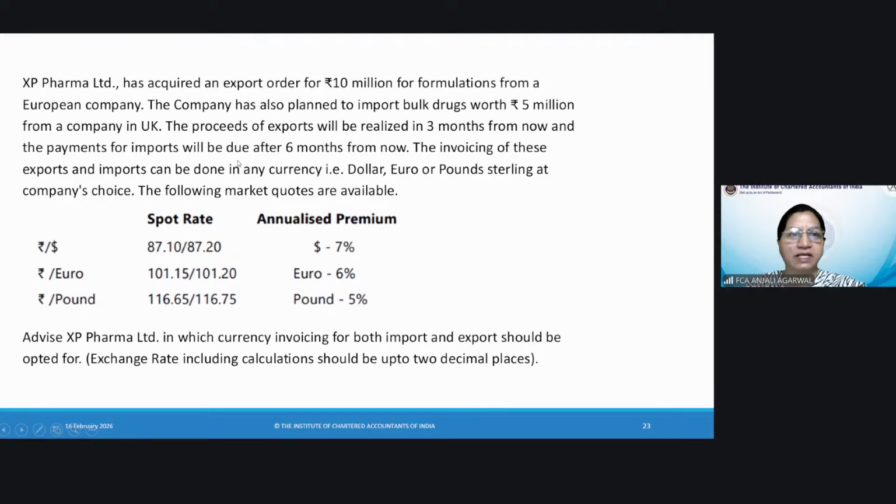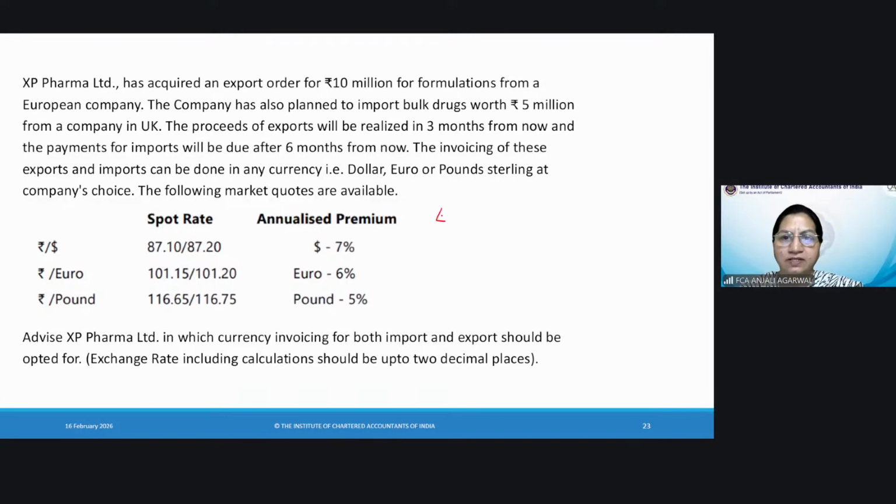One question which I'll explain to you. XP Pharma Limited has acquired an export order as well as there is an import from a European company. The company has also planned to import bulk drugs worth 5 million from a company in UK. So there are export orders also, which is $10 million, and there is an import also, which is 5 million. Exports is in 3 months and the imports is in 6 months.